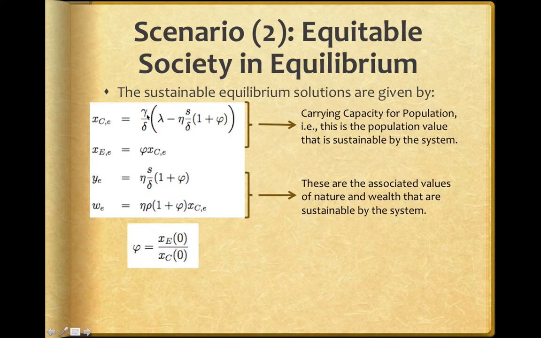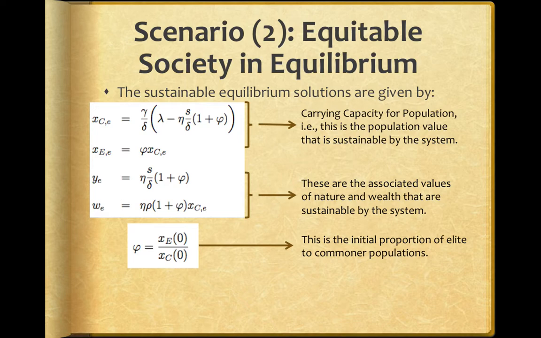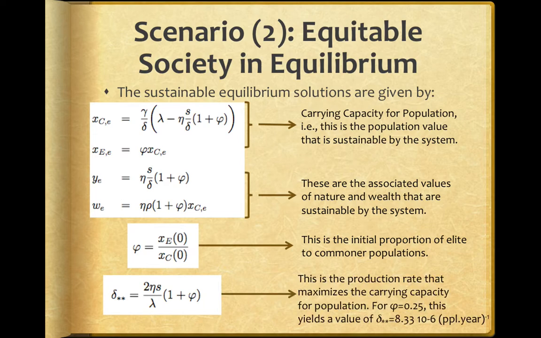This parameter phi that appears here, which is new, is a ratio of the initial elites to the initial commoners. So this is the initial proportion of elites to commoners, and the production rate that results in order to maximize the carrying capacity for population, it's here.